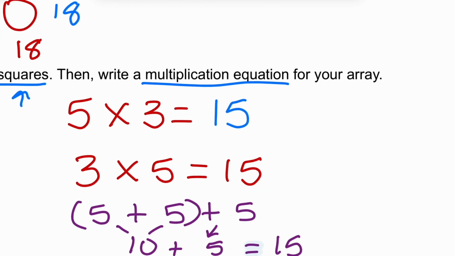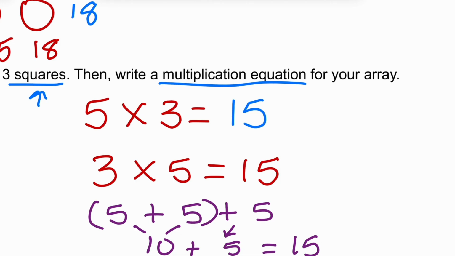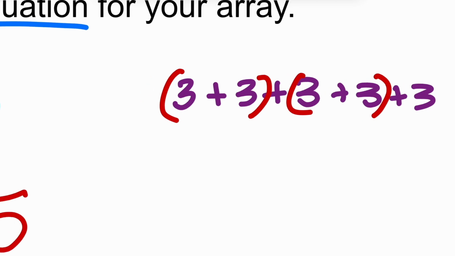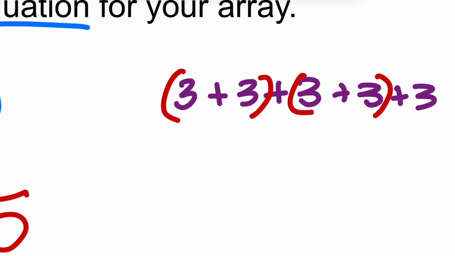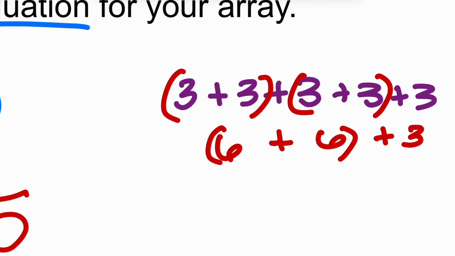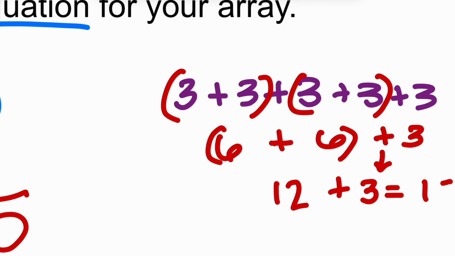We could also do it the other way by simply doing 3 5 times. 3 plus 3 plus 3 plus 3 plus 3. 1, 2, 3, 4, 5. We're going to go ahead and group it using our parentheses, only group 2 numbers. And as you can see, we have an odd number of 3s. But let's go ahead and solve. This will be 6 plus 6 plus 3. Continue to group. We know that 6 plus 6 is 12. And go ahead and drop down that plus 3. 12 plus 3 is equal to 15.